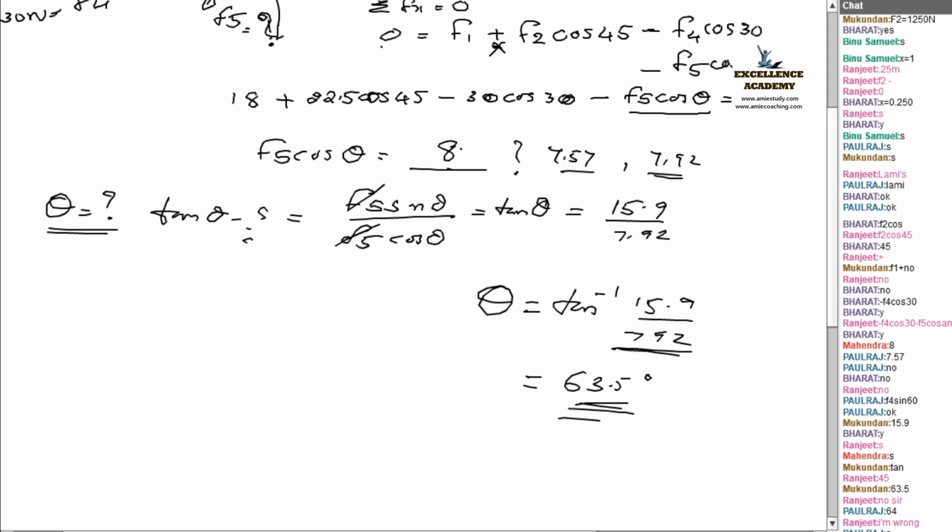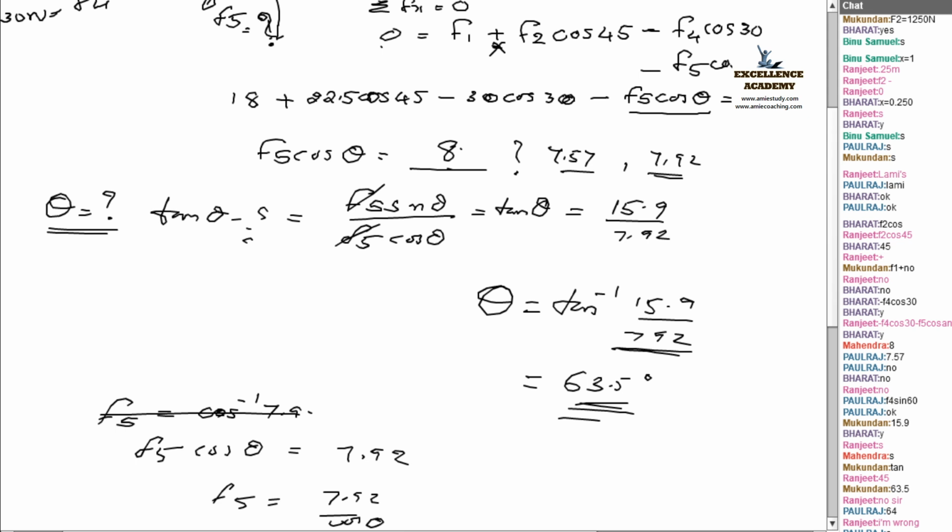So I can find out theta also. And then how can I find out F5? Put that in any one of the equations. Say F5 cos theta equals 7.92. Put that in and you will get F5. F5 equals cos inverse 7.92, isn't it? Sorry, I made a mistake here. F5 cos theta equals what? 7.92. Okay, then what is F5? 7.92 by cos theta, isn't it?